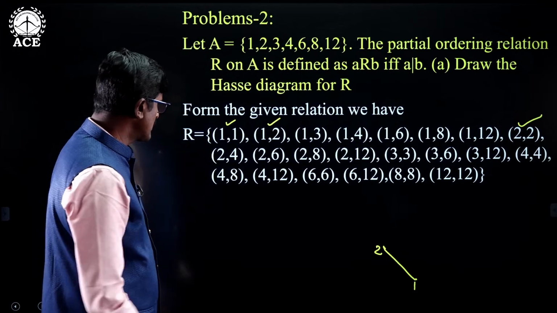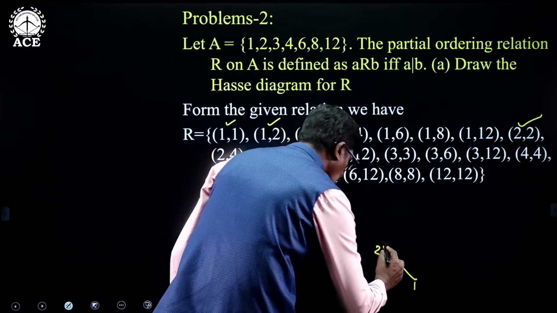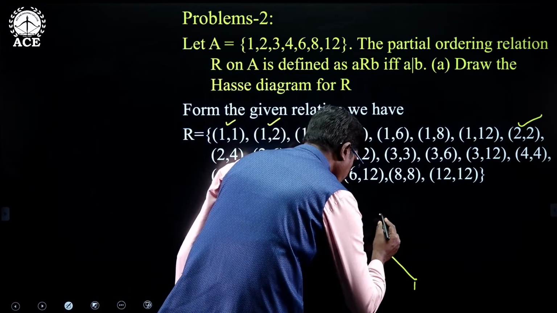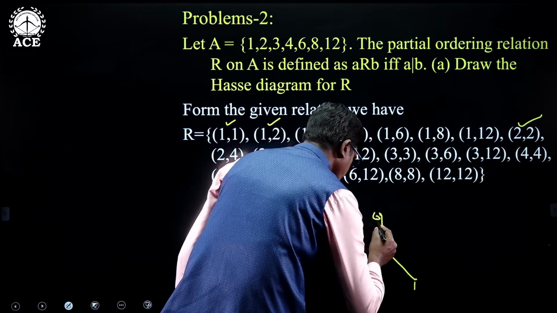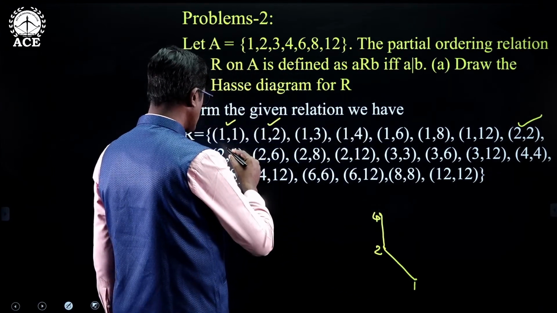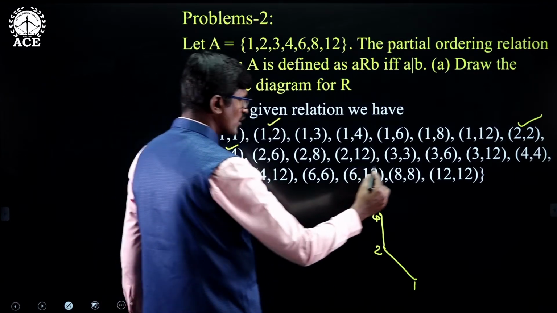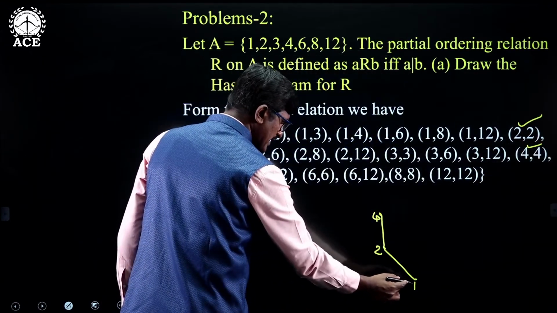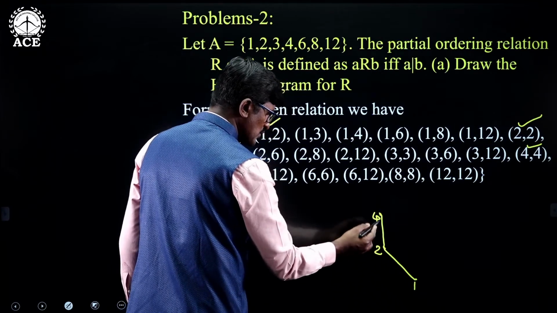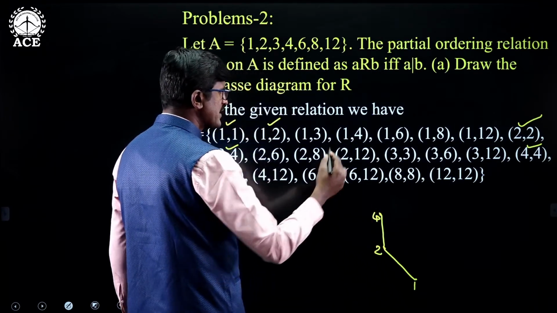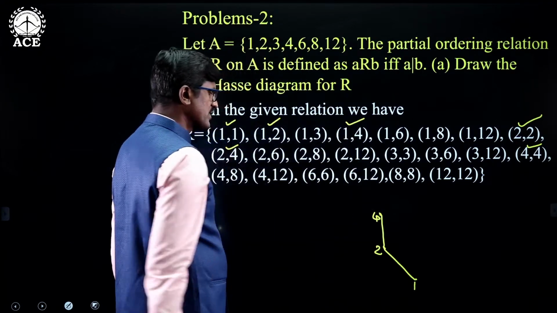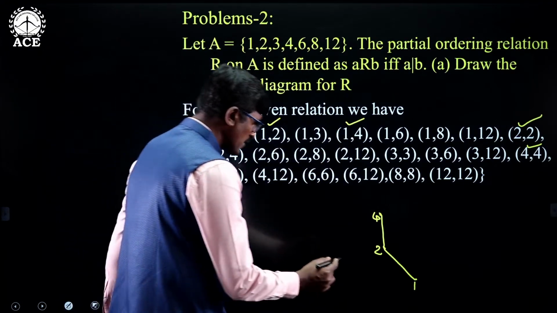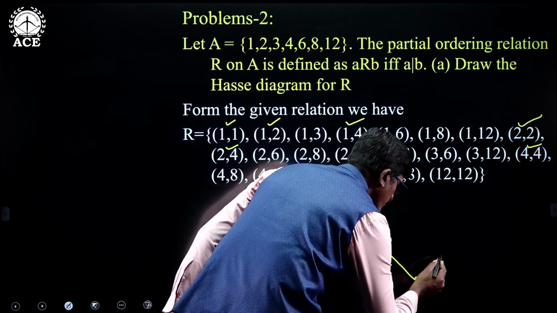Next one is 2 comma 4. This is 4. So 2 comma 4 is over. 4 comma 4 is also over. From the transitive property, if there is a relation from 1 to 2, 2 to 4, then there must be 1 comma 4 also. 1 comma 4 is also over. Next, 1 comma 3.